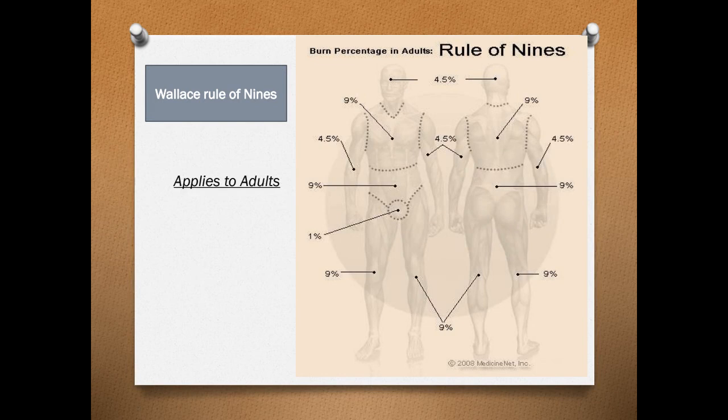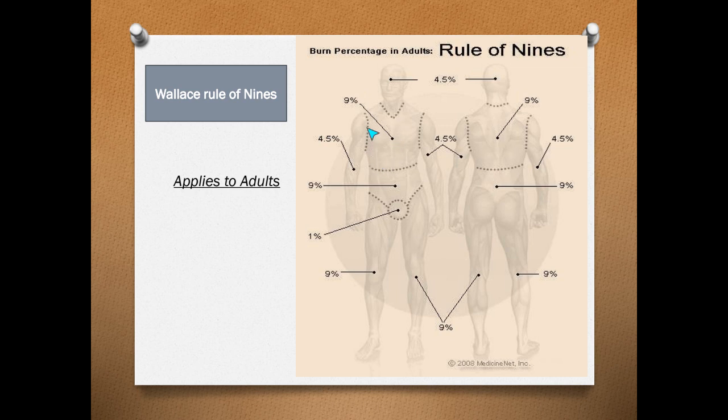Okay, how do we assess the extent of the burn? We have two rules. This one is called Wallace rule of nines. This is used for the assessment of body surface area. It divides the body parts into areas of 9%, 9%, or half of it, for example, 4.5%. And you go and add the areas of the burn.